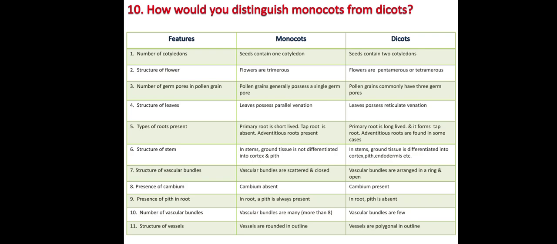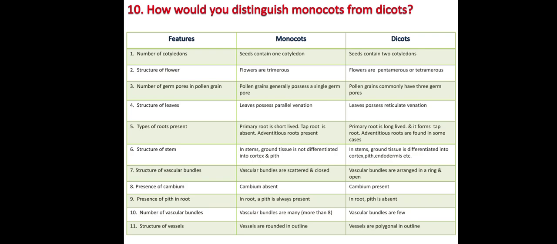Sixth feature, structure of stem. For monocots, in stems, ground tissue is not differentiated into cortex and pith. For dicots, in stem, ground tissue is differentiated into cortex, pith, and endodermis. Seventh feature, structure of vascular bundles. Vascular bundles are scattered and closed for monocots. For dicots, vascular bundles are arranged in a ring and it is open. Eighth feature, presence of cambium. Cambium is absent for monocots and cambium is present for dicots.